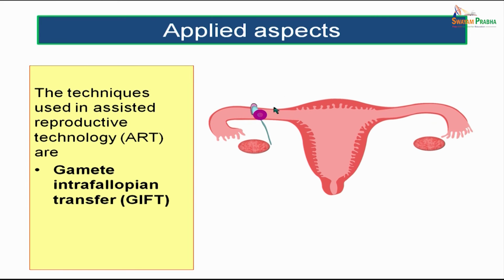And the fertilization will happen in the ampulla of the uterine tube, and it will go for cleavage divisions, and finally it will get implanted inside the uterine cavity. The only thing we are doing is we are just taking the oocyte from the ovary and we are taking the sperm from the male counterpart and we are just inserting both into the uterine tube where the fertilization will happen normally.